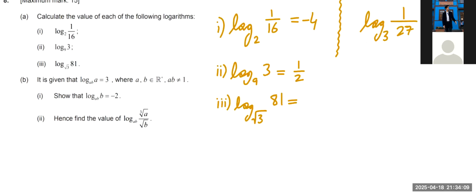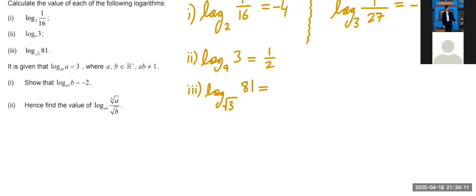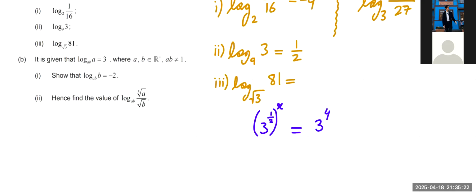And finally, log base root 3 of 81. So what do I need to raise the square root of 3 to get 81? I'm not sure. So try to think about it. So root 3 is 3 to the power 1 over 2, and 81 is 3 to the power 4. I need to raise 3 to the power 1 over 2 to something that makes it equal to 81, which is 3 to the power 4.